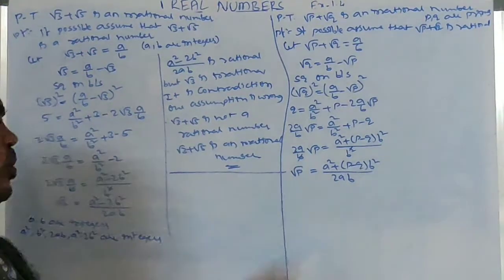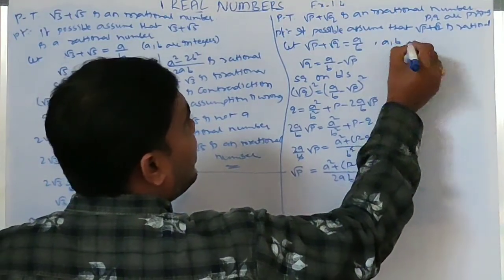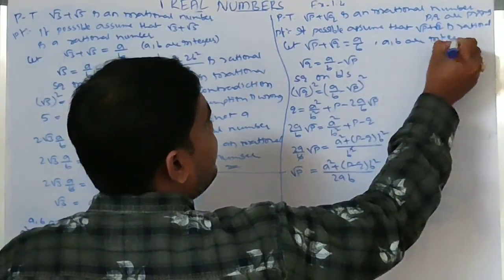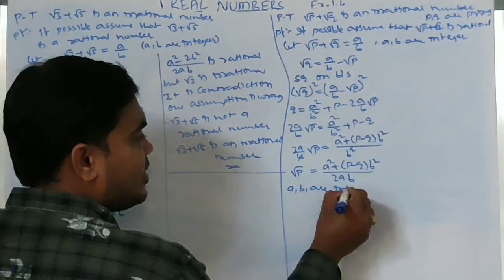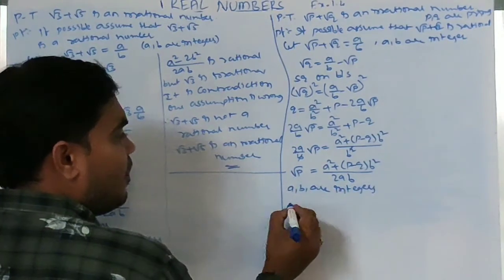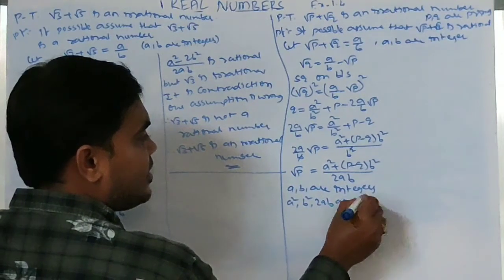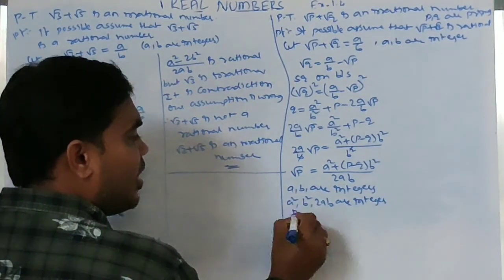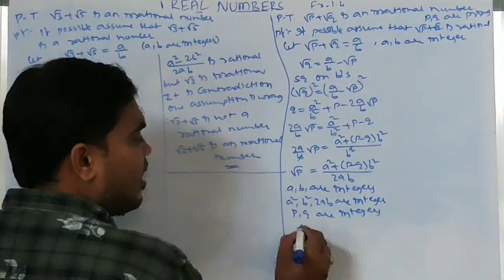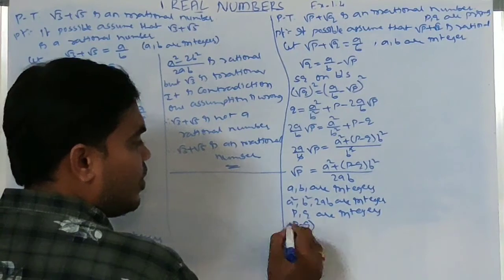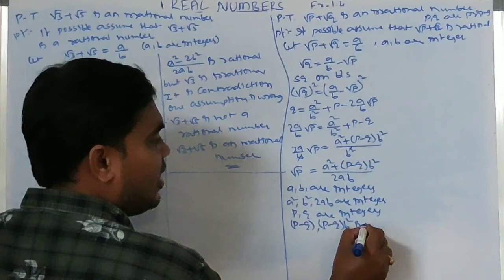Okay. Now a, b are integers. So a square, b square, 2ab are integers. P, q are also integers, since prime numbers are nothing but integers. P minus q, and p minus q into b square, is an integer.